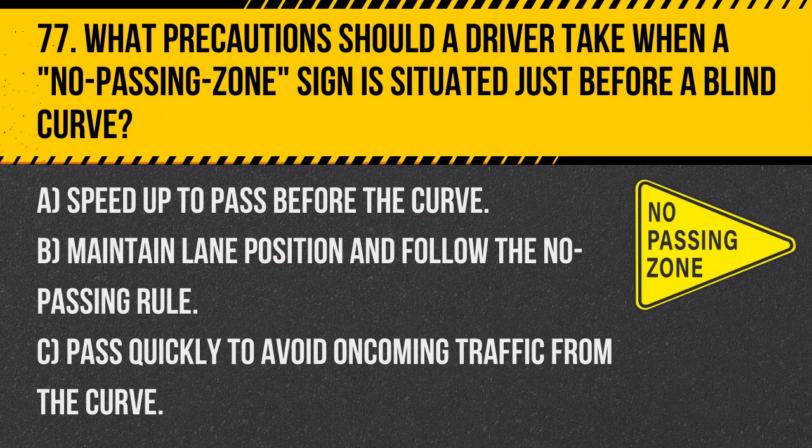Question 77. What precautions should a driver take when a no passing zone sign is situated just before a blind curve? A. Speed up to pass before the curve. B. Maintain lane position and follow the no passing rule. C. Pass quickly to avoid oncoming traffic from the curve.